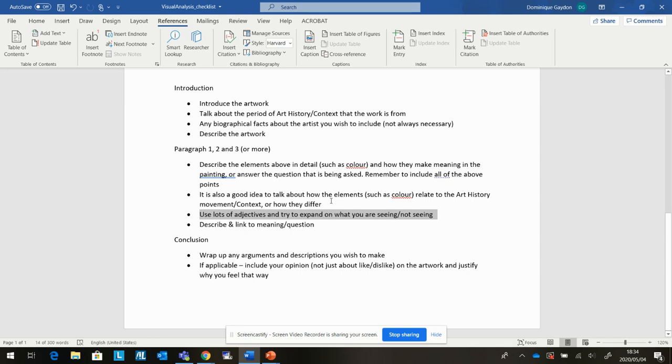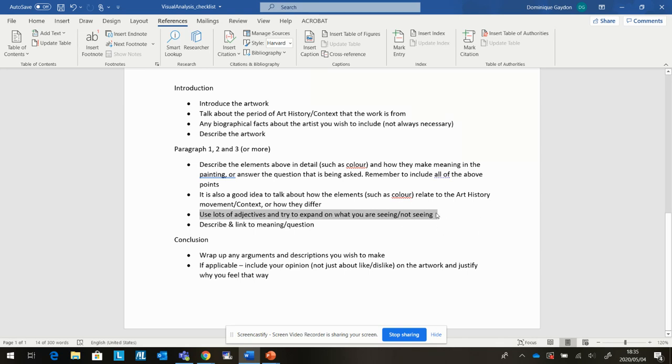So get creative with your writing here and see if there's a different way to describe something. Is the paint strong? Is the color intense? Use lots of adjectives. If there is something that you are seeing, expand on it. If you feel like there's something that you are not seeing or something that's missing, expand on that too.